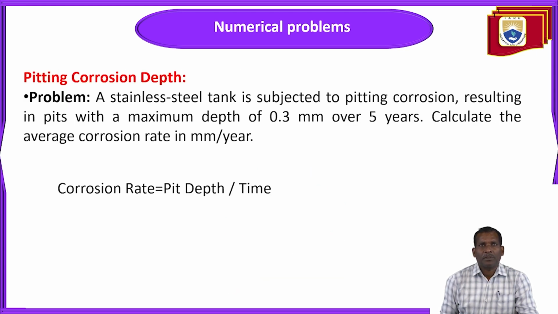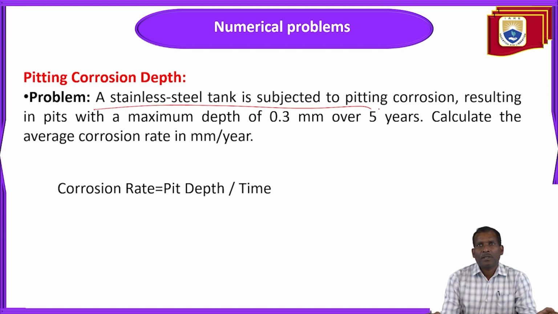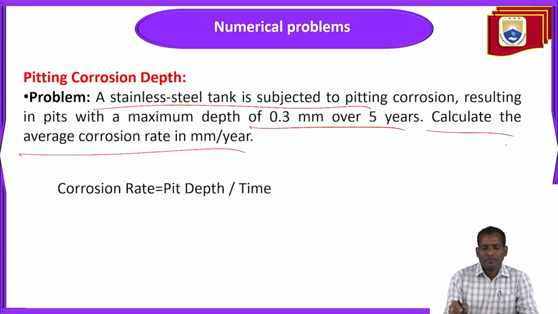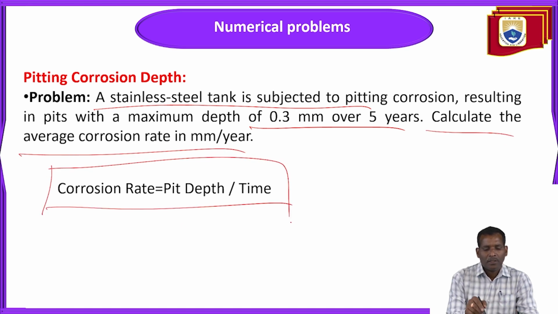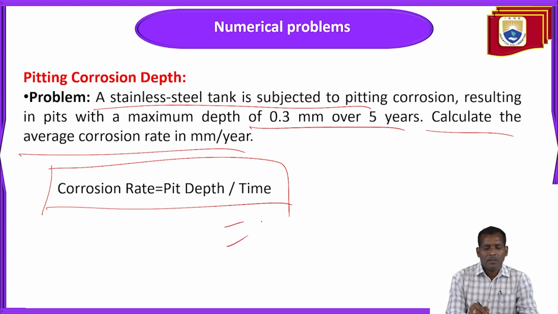Next, pitting corrosion depth. So a stainless steel tank is subjected to pitting corrosion, resulting in pits with a maximum depth of 0.3 mm over 5 years. So calculate the average corrosion rate in mm per year. The corrosion rate is pit depth upon time. So what is the time we are given? 5 years. Pit depth is 0.3.